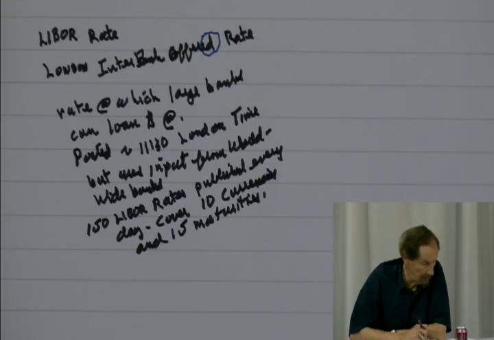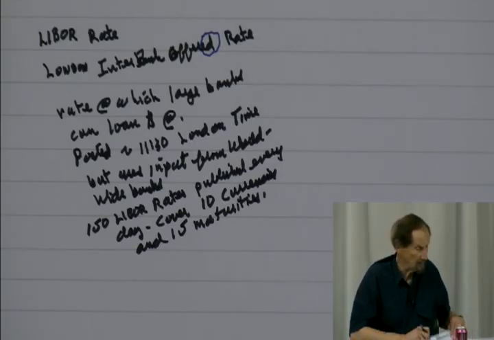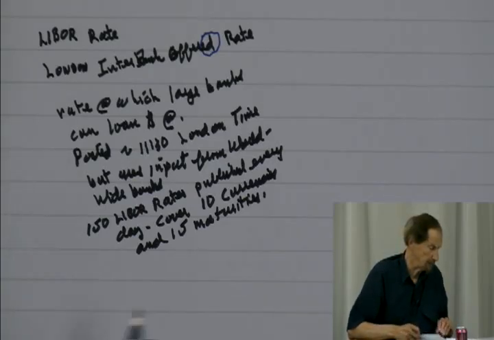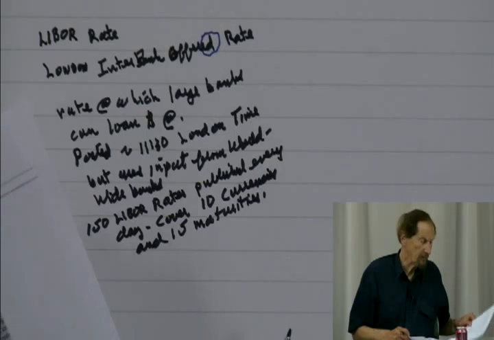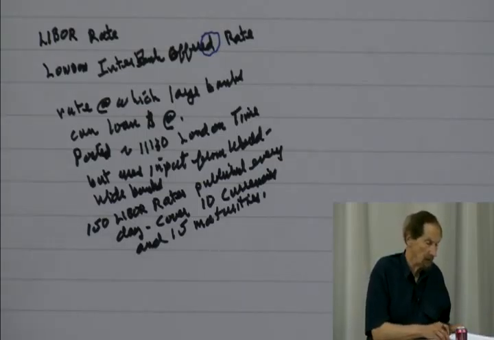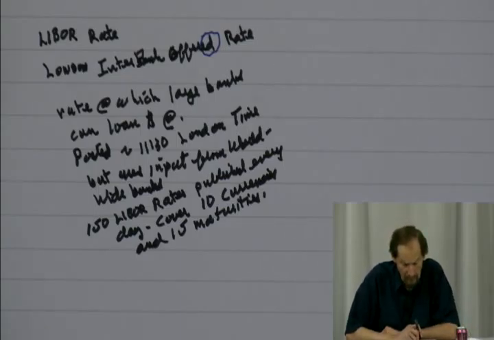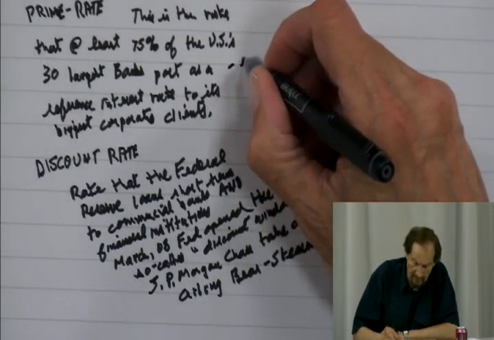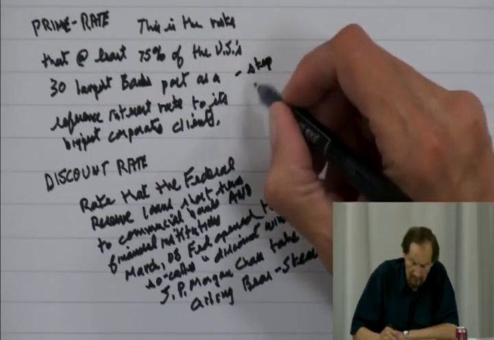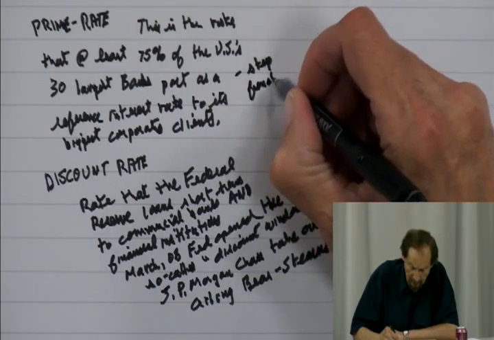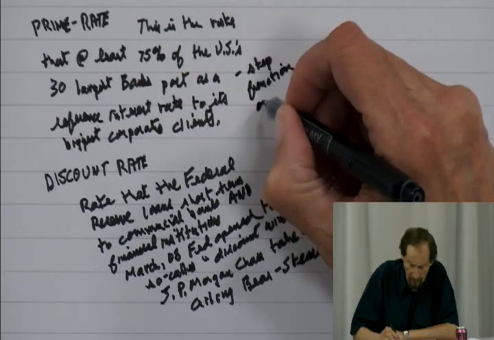Okay. Now, there are a bunch of other interest rates. You have the interest rate on corporate bonds. The interest rate on corporate bonds doesn't change like the interest rate on T-bonds or the prime rate. Now, the prime rate, you'll see, is a step function over time.